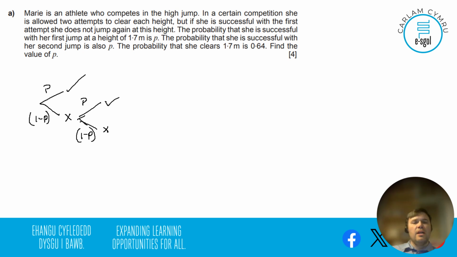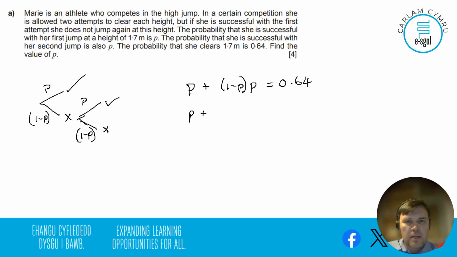There's your tree diagram with it. In terms of, if she gets it on the first attempt, it's p, she stops. If she doesn't get it with the first attempt, then it is a failure, then it is success, and that is overall 0.64. Expand this, it is p plus, what have we got? p minus p squared equals 0.64. Take it over to the other side, you have p squared minus 2p plus 0.64 equals 0.